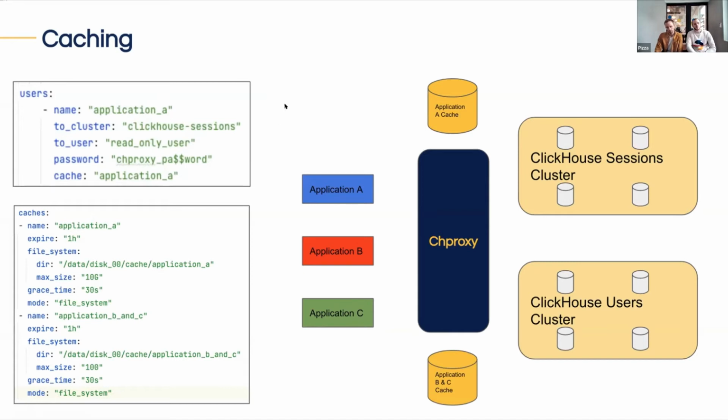Now, for instance, let's imagine the following workflow where application A makes a query. The first thing that Chproxy will do is try to see, is there anything in the cache for application A? There isn't, so I will forward the request to the ClickHouse session cluster. After that, when I get a result back from ClickHouse, I will persist it in the cache and I will forward it to application A. Now, if application A executes the same query within the hour, the data will be served from the cache. Same stuff will happen for application B and C that share the same cache.